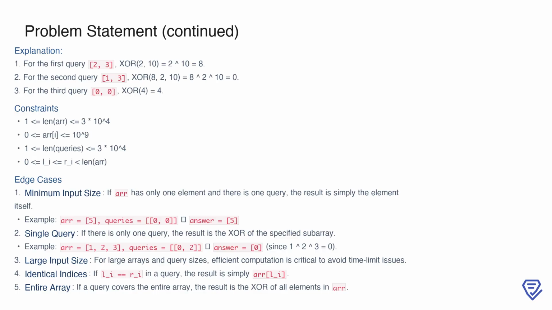Additionally, the problem comes with constraints and edge cases. For example, when the array has only one element and there is a single query, the result is just that element. If a query specifies the entire array, the XOR of all elements is returned. For large inputs, it's crucial to design an efficient solution to handle up to 30,000 queries on arrays of size 30,000 without exceeding time limits.